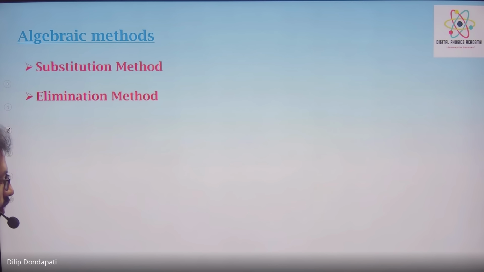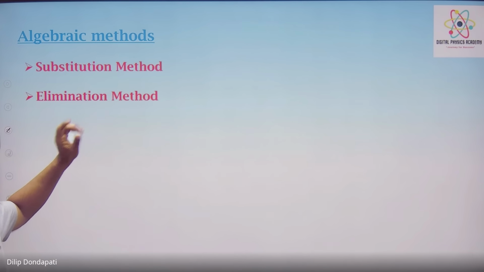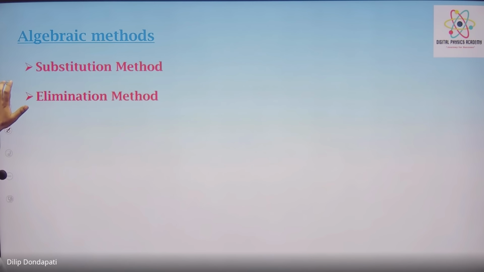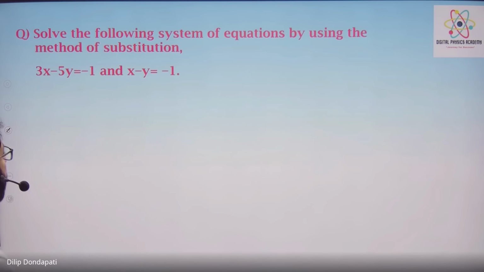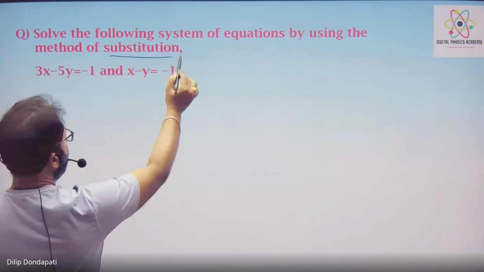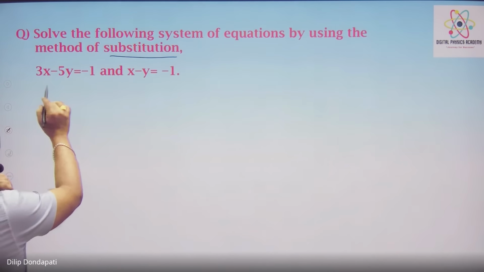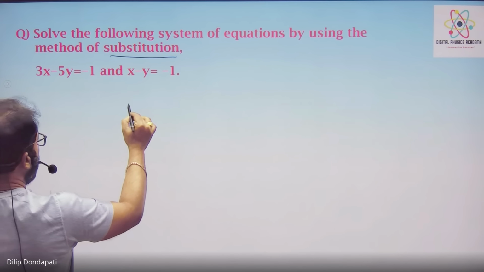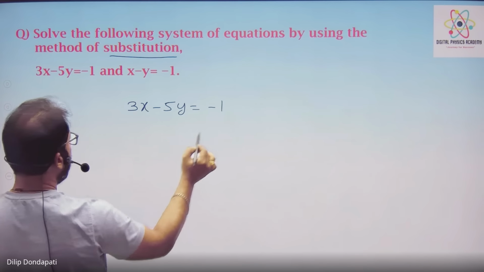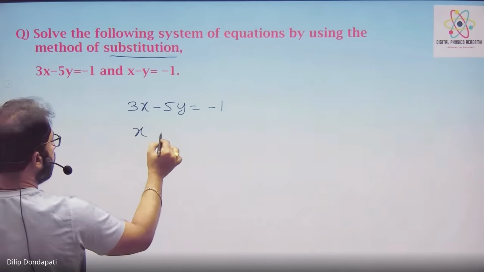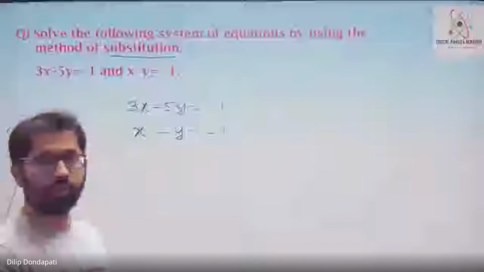Now we'll do the questions, how to substitute. I think you have already done this type of questions, the substitution method, in 8th class. So first one is the substitution method. We'll do it through numericals. They have given: solve by using substitution method. Don't write the whole question, just write the substitution method. So what are the two equations they gave? 3x minus 5y is equal to -1. The second equation they gave is x minus y is equal to -1. We have to go for the substitution method.